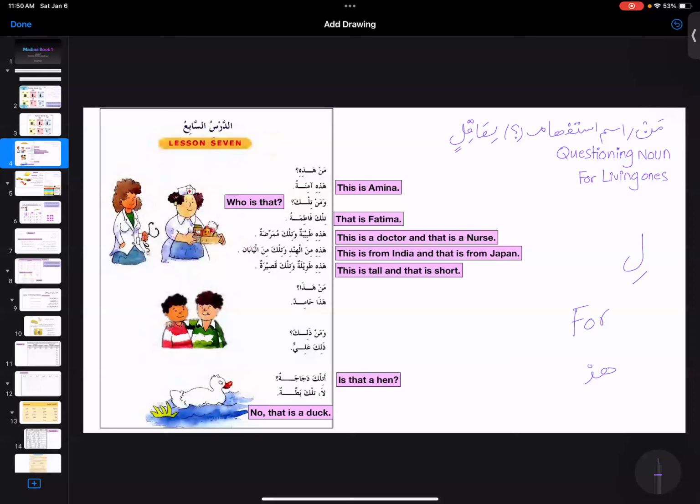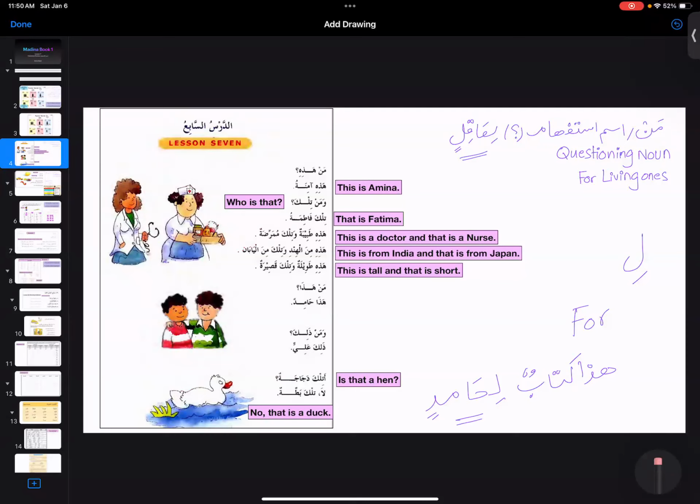I say haza kitabun. This is a book. Hamidin. What does that mean? This is the book of Hamid. This is a book for Hamid. This book belongs to Hamid. Yes, li Hamid. So li akil.